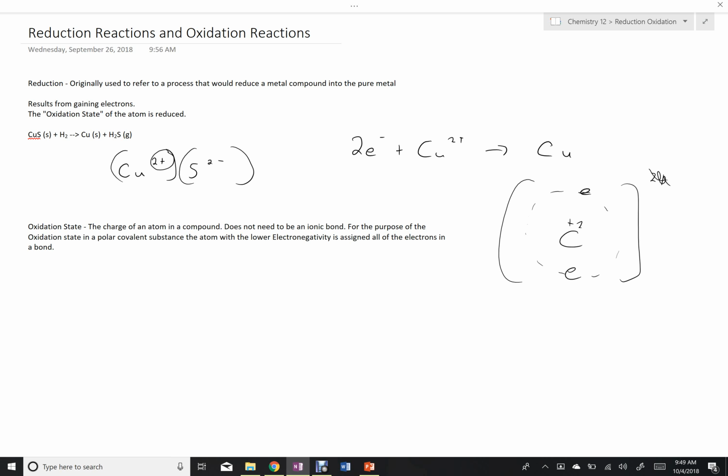An oxidation state refers to the charge of an atom in a compound. It does not need to be an ionic bond for us to use the term oxidation state. So typically we only say ionic bonds form actual ions. But for the sake of oxidation states, for any atom in any bond, we're going to assign an oxidation state. The way we're going to do that is if we have shared electrons, whoever has the higher electronegativity will be assigned the electrons in that bond.